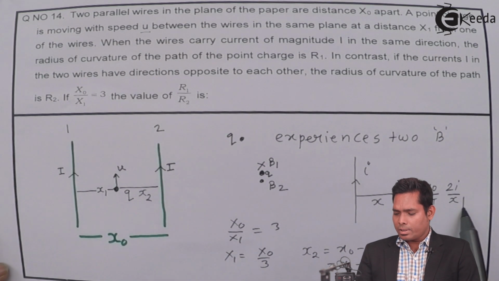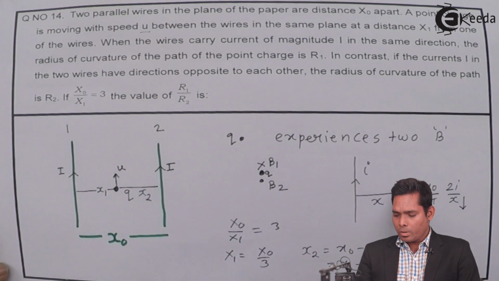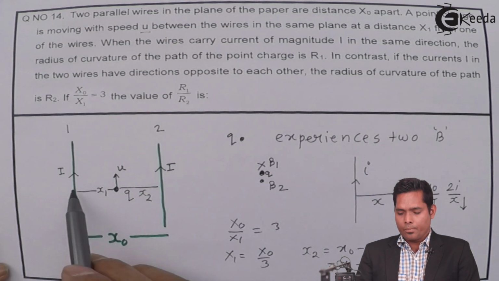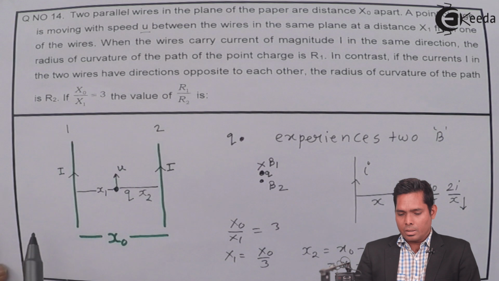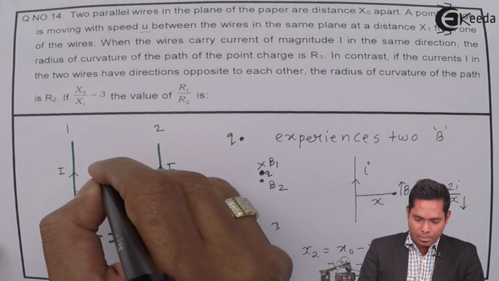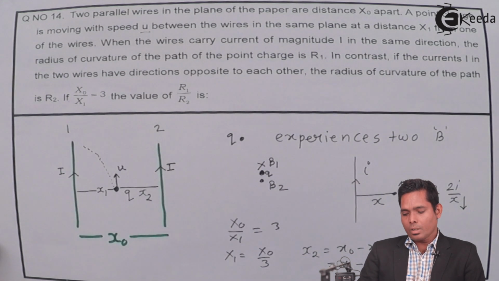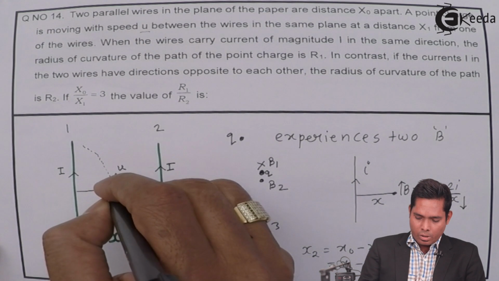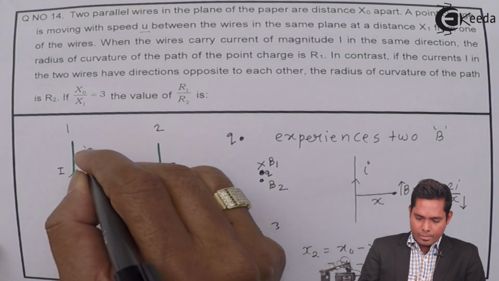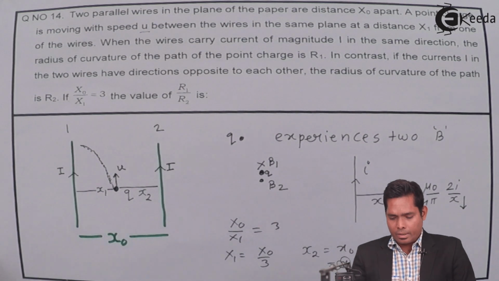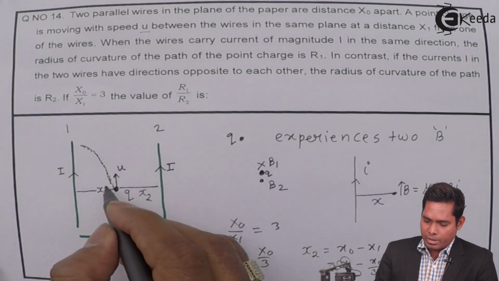So if this distance is less, then B will be more. So for this case, the magnetic field due to this will be more. So the charge will move towards the first conductor, something like that. It will move like this path. It will move like that. If it moves like that, it will have a radius of curvature.